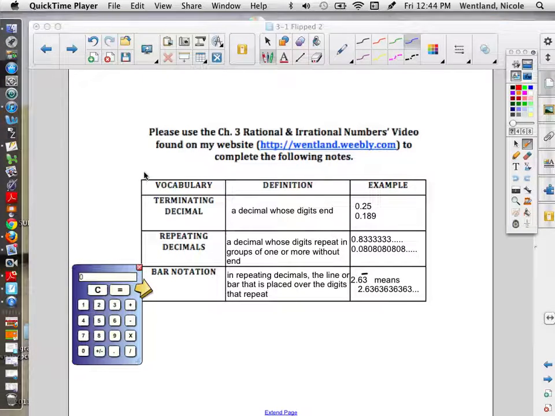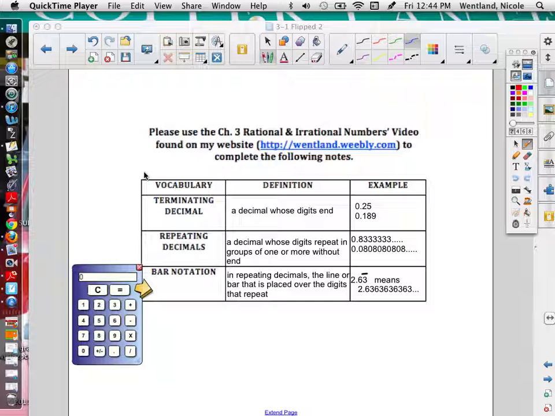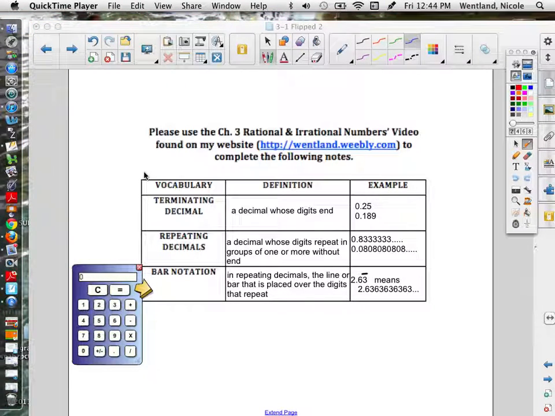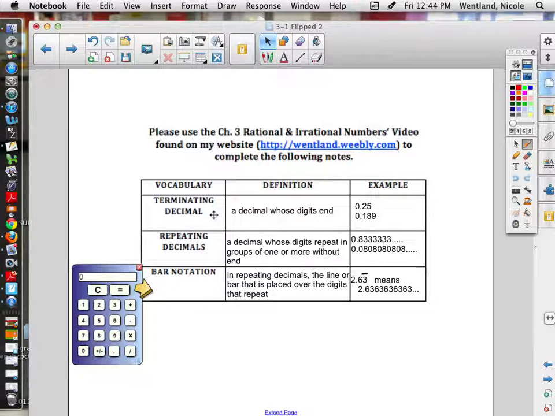This lesson is going to be on converting fractions to decimals and decimals to fractions. But before we look at those conversions, we're going to look at some vocabulary related to decimals. There are two specific types of decimals that we're going to talk about today. One is terminating decimal. A terminating decimal is a decimal whose digits end.